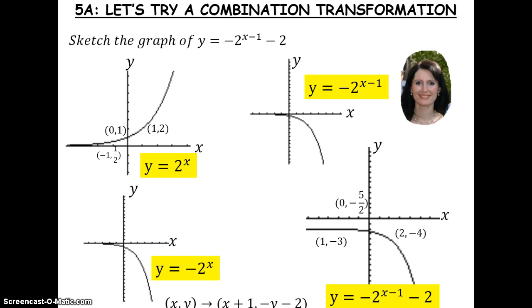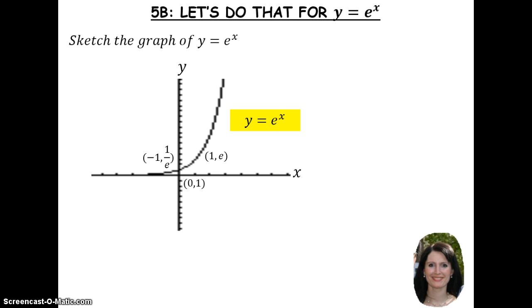Lastly, we've got -1 plus 1 for our x value being 0, and a half being -half minus 2 gives us -5 on 2. So there it is. There's all our points there. And that's the end of 5A.